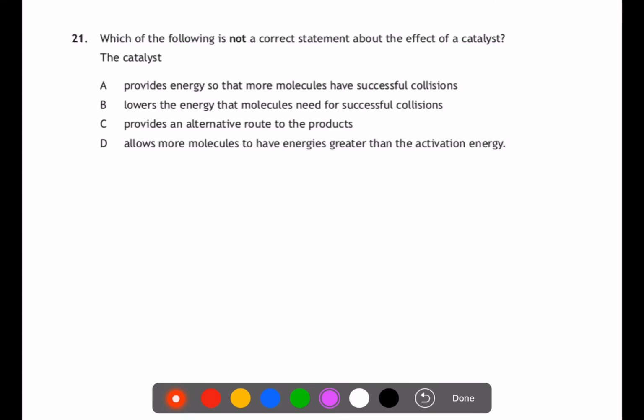Question 21. Which of the following is not a correct statement about the effect of a catalyst? A catalyst provides energy so that more molecules have successful collisions. Catalysts don't provide energy, they lower the energy that molecules need. This gives an alternative route to the products and allows more molecules to have energy greater than the activation energy. So the incorrect statement is A.